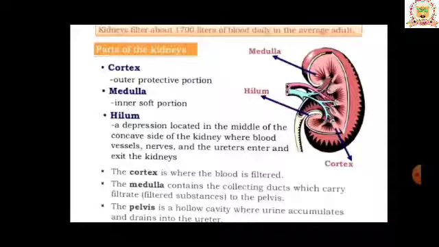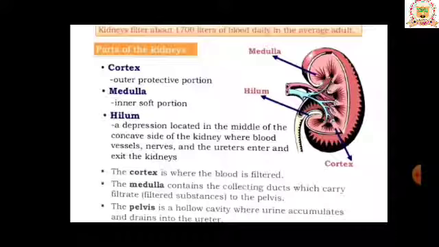Now coming to the medulla. Medulla contains the collecting ducts. See, as it is getting filtered, somebody should have get the filtered blood, no? So the medulla, which is the innermost region, which is soft in texture. So the medulla contains the collecting duct which carry filtrate to the pelvis. The pelvis is a hollow cavity where urine accumulates and drains out into ureter. As I said you, ureter are the tubes which are going to carry the urine.